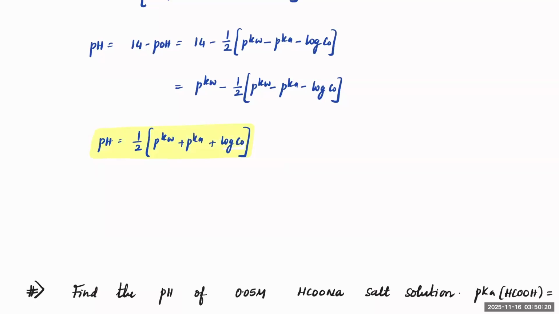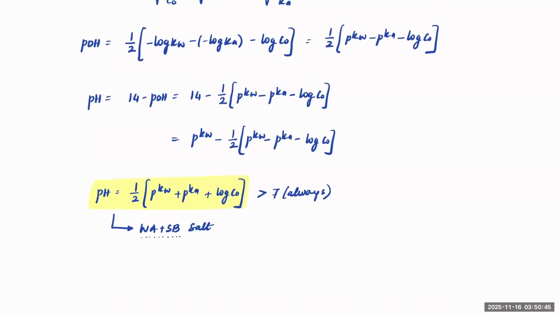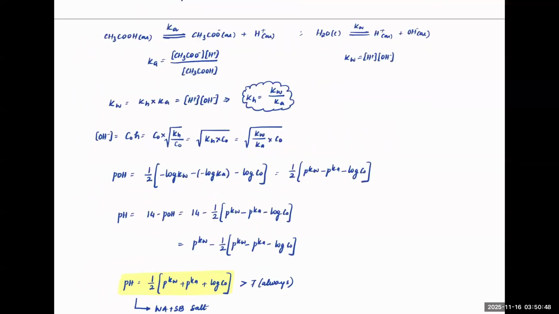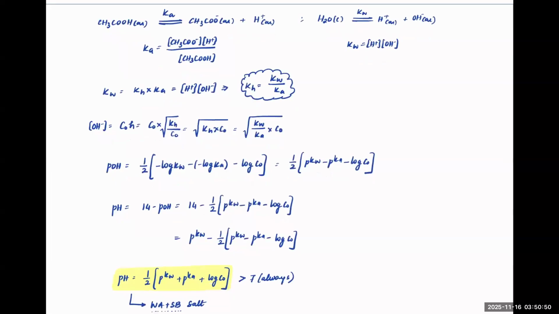This is the derivation for pH calculations, and you notice this pH value will always be greater than 7. Why? Because now the solution has turned basic. Since it is basic, it has to be always greater than 7. And this is for which derivation? For a salt of weak acid and strong base. So when the salt is made out of weak acid and strong base, this is how you calculate the pH. Okay. So please check the derivation, everybody. If there is any problem, I can discuss with you.